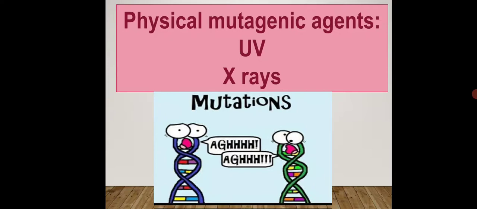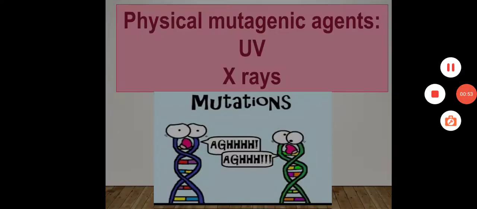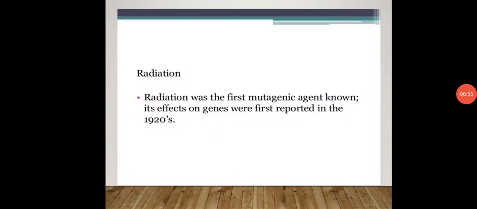In this lecture, we are going to focus mainly on UV and X-rays. Plus, we are going to see about the base analog. What are the base analogs and what are the examples? Let's begin. Radiation was the first mutagenic agent to be known, in the 1920s.